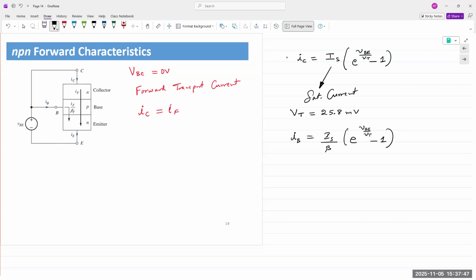This beta, there's also something known as reverse beta, beta R. So to make a distinction, we can label this as beta F. So the current gain in the forward mode of operation, the forward transport model, beta F is the forward current gain.